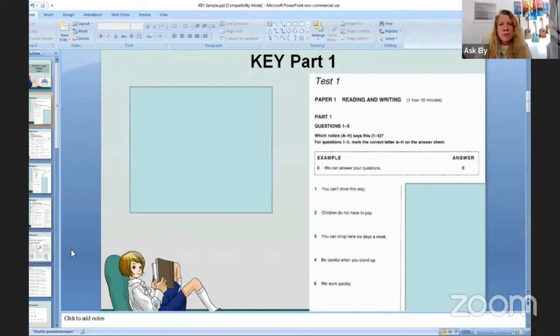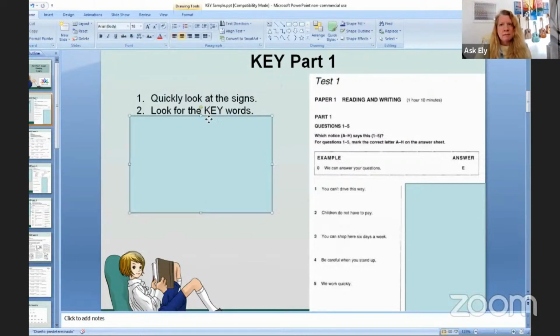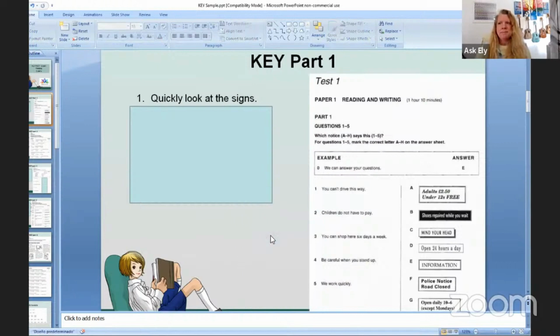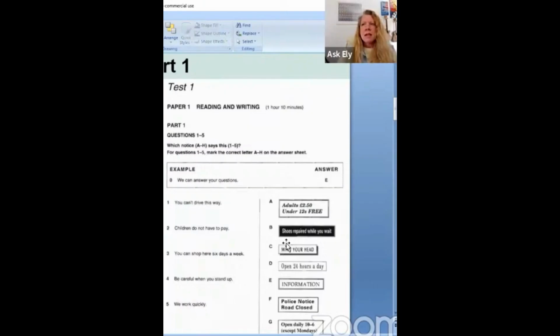So here's our first tip. Quickly look at the signs. So we have the signs over here. So we're going to quickly look at these signs. So the first one is adults, 2 pounds 50. This symbol here is called a pounds symbol. So 2 pounds 50. Under 12s eat free.